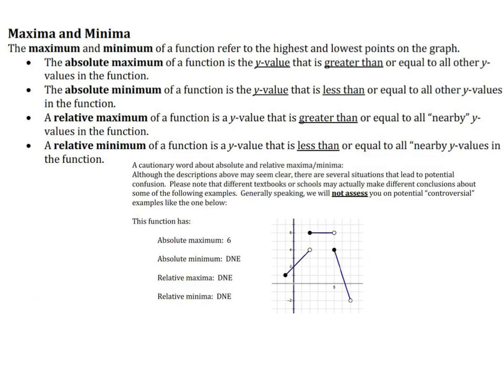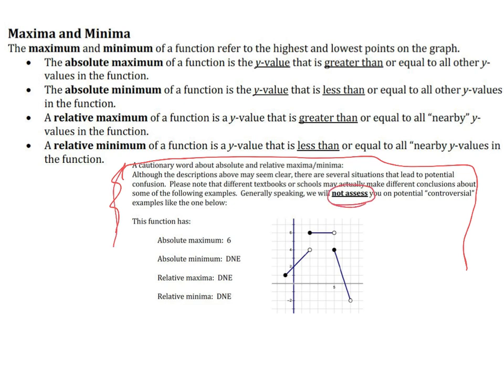All right, we're getting close here. More vocabulary, maxima and minima, and then within the maxima and minima, we have absolute maximum, absolute minimum, and we have relative maximum, relative minimum. I'm going to go ahead and have you read through these on your own. They should be pretty self-explanatory. And then this down here is just your little cautionary word.